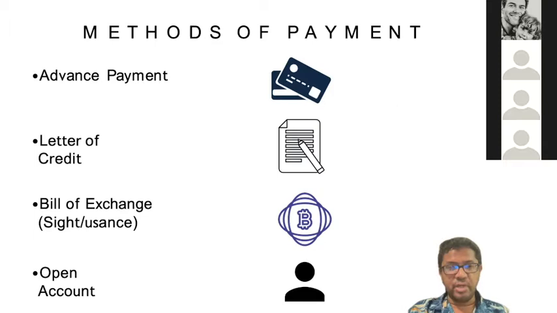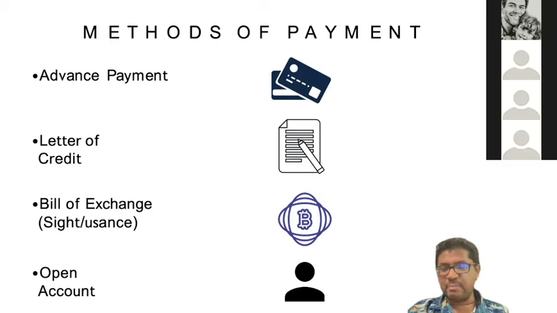Bill of exchange is another, or third, method of payment. Even with the letter of credit, there is a bill of exchange. Bill of exchange is actually the export bill. You know, the export bill is called an export bill of exchange. And bill of exchange can be classified as site bill and usance bill.